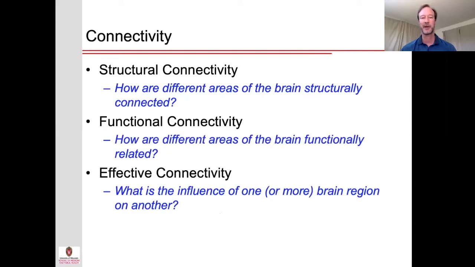There are different types of connectivity that we can measure with MRI. First, there's structural connectivity, that is how are different areas of the brain structurally connected, through the white matter fiber tracts. Second, we could look at functional connectivity. That is, how are different areas of the brain functionally related to one another? And finally, we can look at effective connectivity. That is, what is the influence of one or more brain regions on another? Essentially putting arrows on those functional connections.